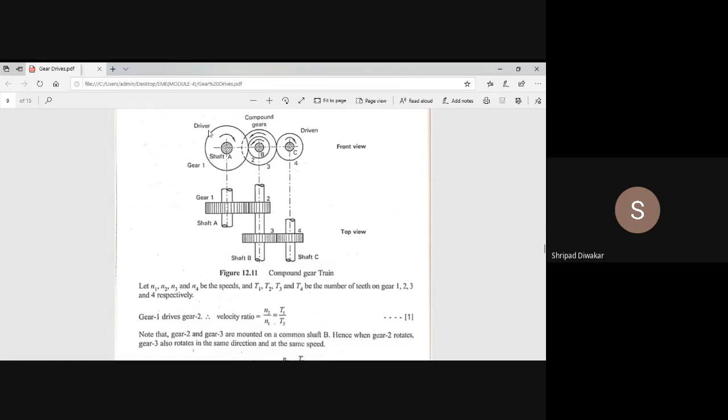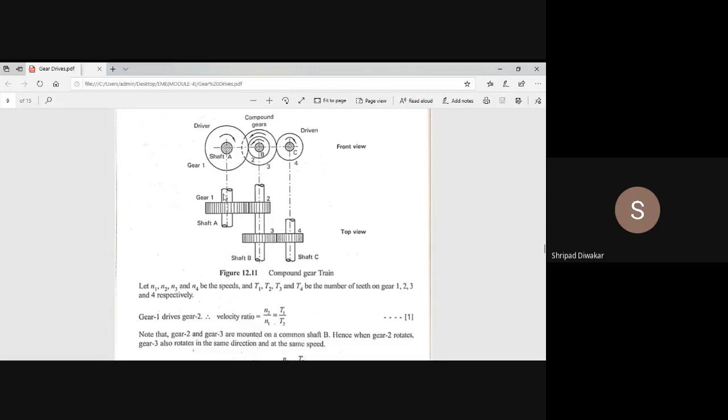You see the diagram, first diagram. We are having the driver, that is gear 1, and on shaft B, we are having the two compound gears. Compound gear means the same shaft holding two or more gears. Shaft A rotates in clockwise direction, shaft B rotates in anti-clockwise direction. Here the inner one is gear 2 and the outer one is gear 3, and the last gear is called the driven gear. So in this arrangement we can call gear 1 the driver gear, gear 4 the driven gear, and gears 2 and 3 are compound gears, mounted on the same shaft.